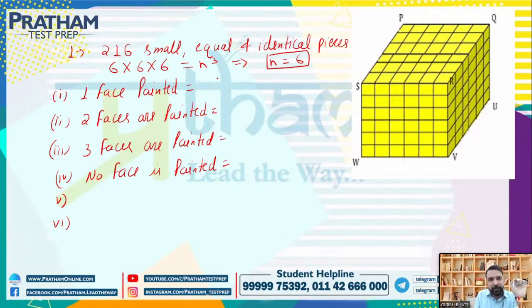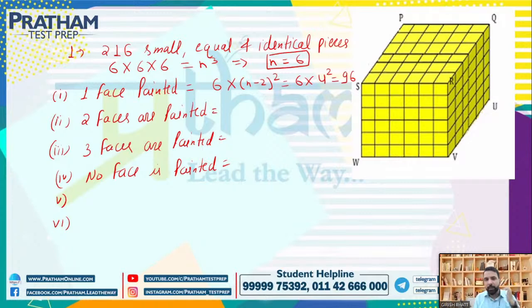So one face painted, 6 into (n-2) whole square. So 6 into 4 square, and you can answer 16 into 6, which is 96. Excellent. Right. 96.